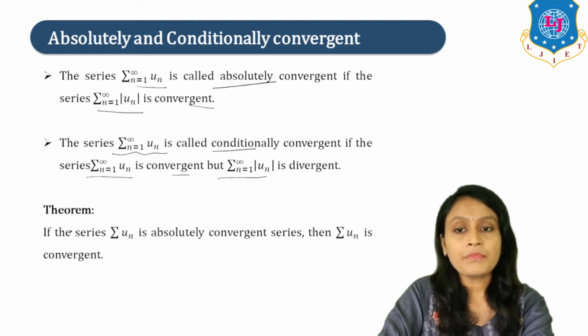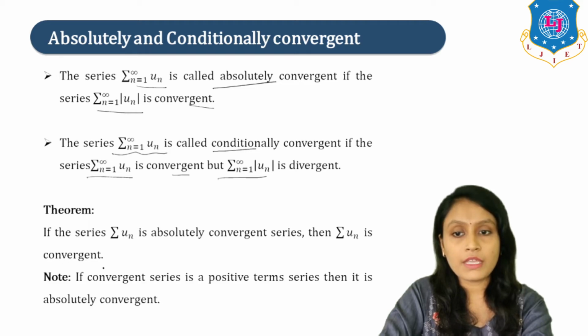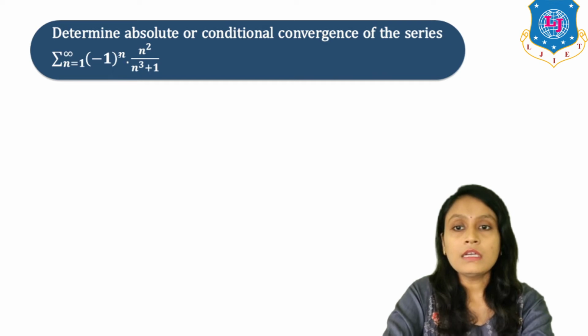Next, if the series Σun is an absolutely convergent series, then the series Σun is convergent. And if a convergent series is a positive term series, then it is absolutely convergent. So whenever we have a positive term series which is convergent, then we can say that it is absolutely convergent. Now let's study one example.